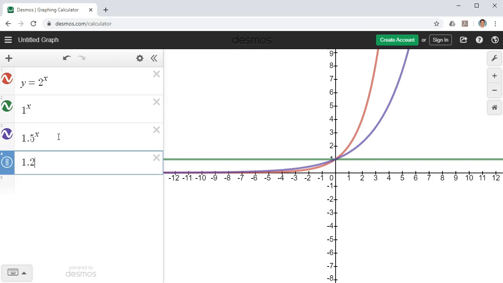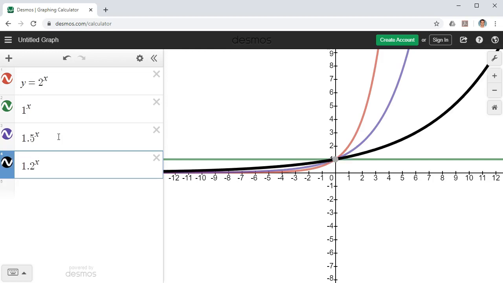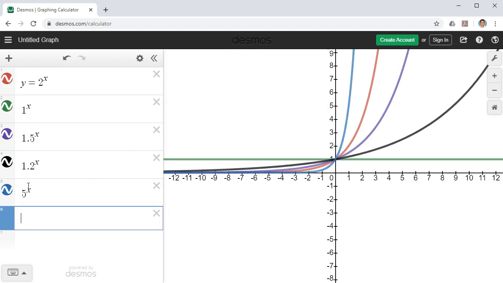Let's try 1.2 to the power of x. That gives us our black graph here. I'm noticing that as my numbers get bigger than 1, the graphs seem to get steeper and steeper. So far, 2 is the biggest number I've used, and it's the steepest graph. So what's going to happen if I try a number bigger than 2? Let's try 5 to the power of x. And you can see we've gone steeper again.